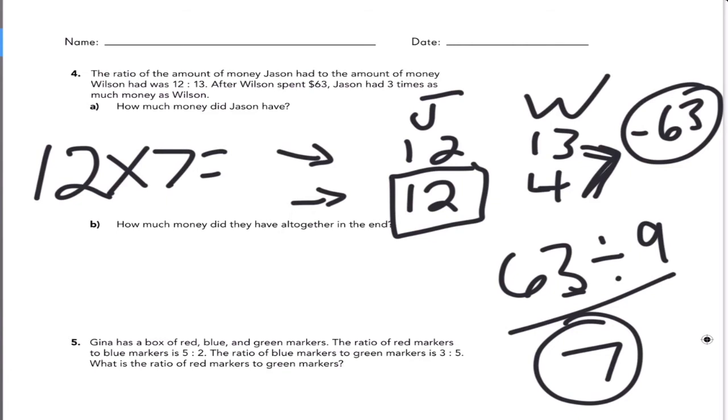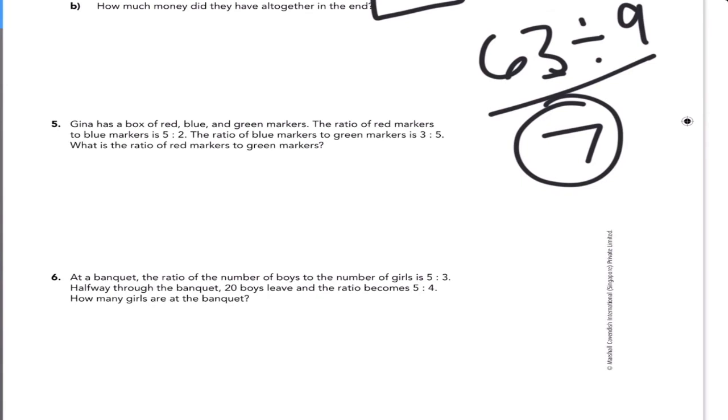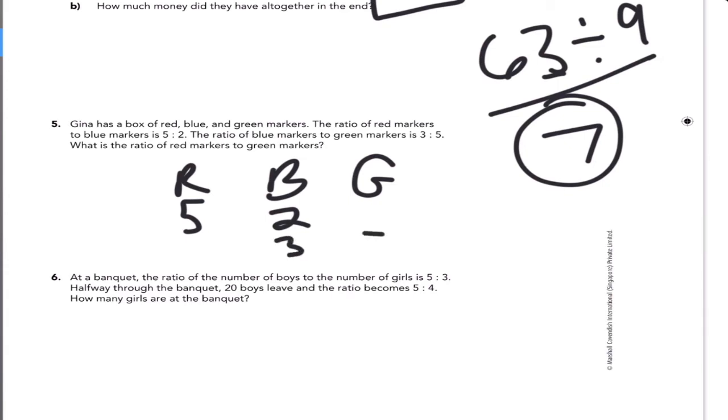Okay, so let's look at another one here. Let's look at number 5 real quick. So it says Gina has a box of red, blue, and green markers. The ratio of red markers to blue markers is 5 to 2. So we have red markers, blue markers, and green markers. So the ratio of red to blue is 5 to 2. Now it says the ratio of blue to green is 3 to 5. So we're going to write underneath it, blue to green is 3 to 5.